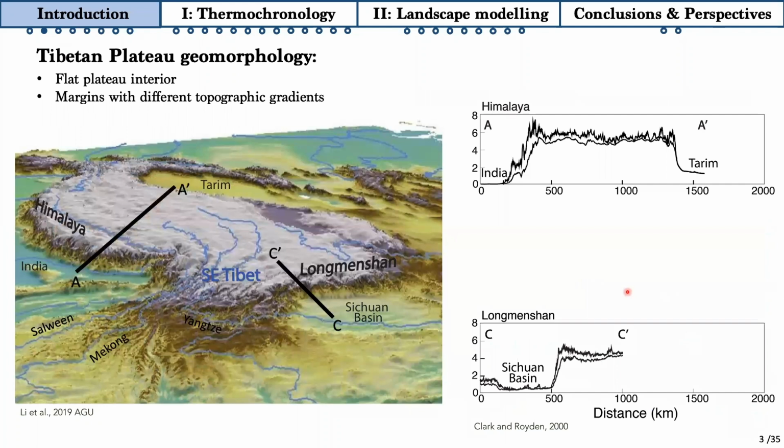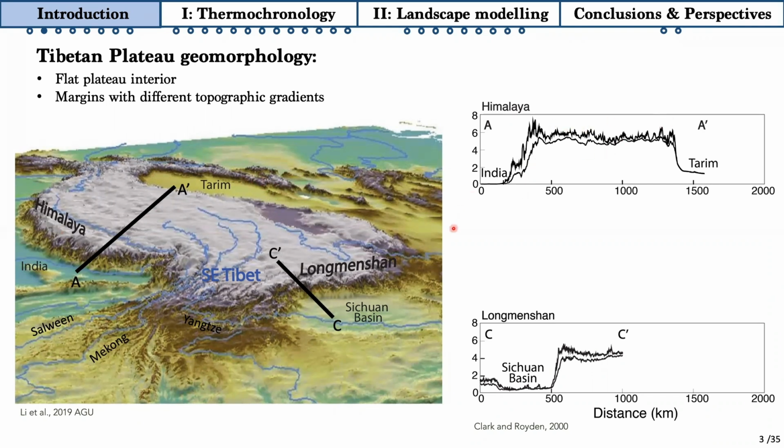This interaction, acting in different ways across the whole plateau, results in very contrasting topography. If we look at the whole plateau from the southeast direction, we clearly observe very strong, steep topographic steps across the Himalaya and the Longmen ranges, as we can see on this swath profile. But in contrast, the plateau interior is relatively flat.